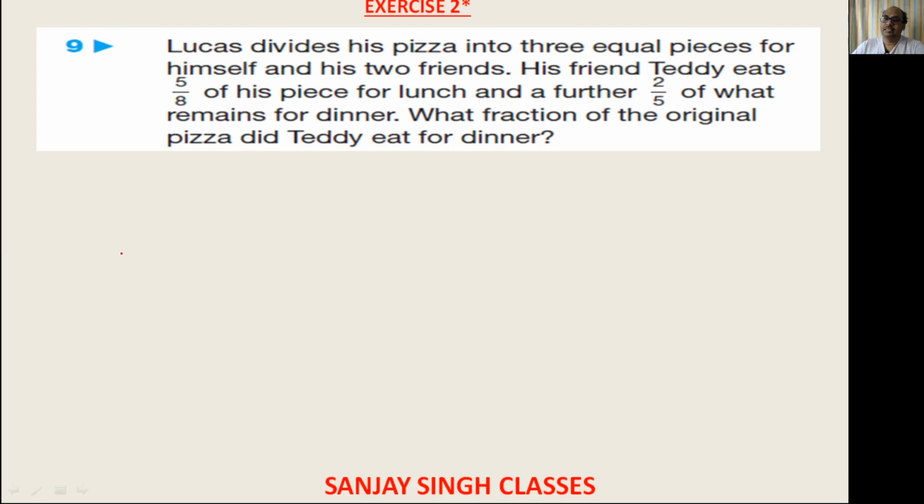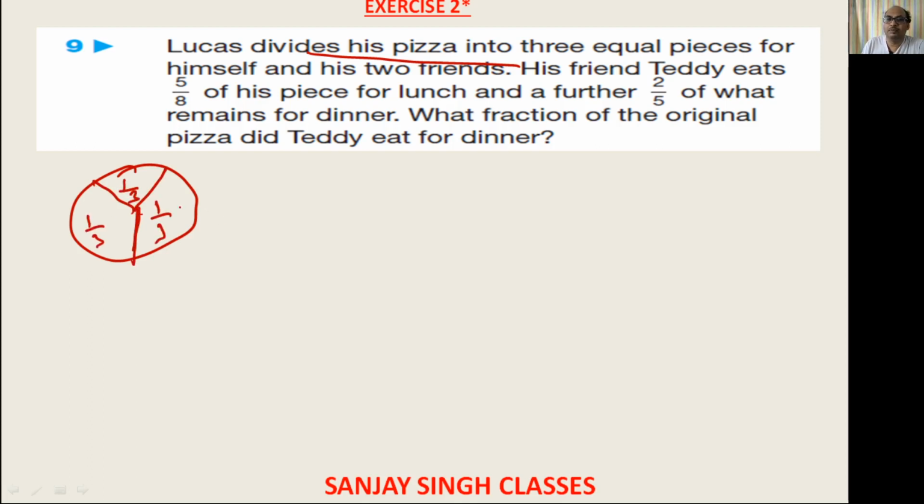Next is exercise 2 star, the fraction part 1 to 8. I have not solved them here. I feel that the students will be able to solve them properly, so it will not be an issue for them. But I want to discuss the word type problem, especially where we need to use fractions, and how to use fractions. Here the question is given: Lucas divides his pizza into 3 equal parts. So a pizza is divided into 3 equal parts, like this. Each part represents 1 by 3rd part.